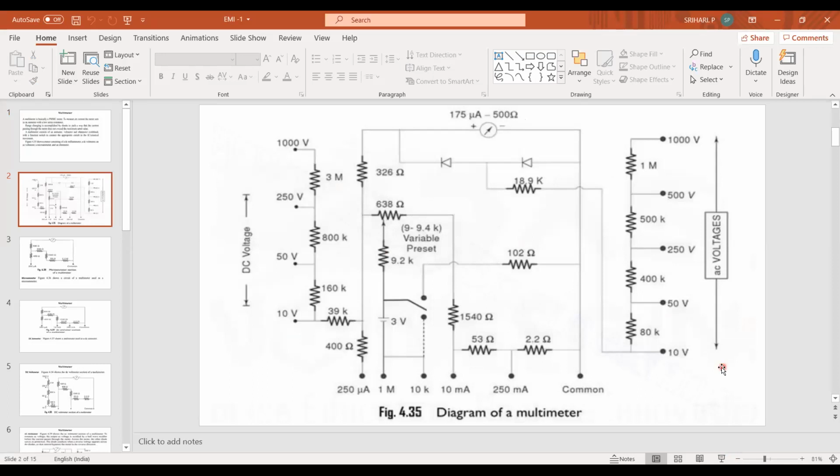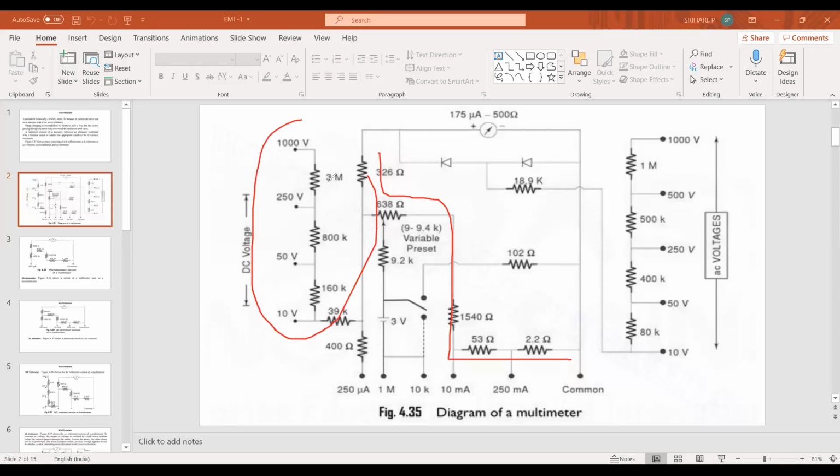This is the circuit diagram. In the circuit diagram, we have different parts here. This part will give the microamperes range. This part is the same for all the circuits. These resistors are the same for all the different circuits, and we are going to use this voltage divider for AC voltage measurement.